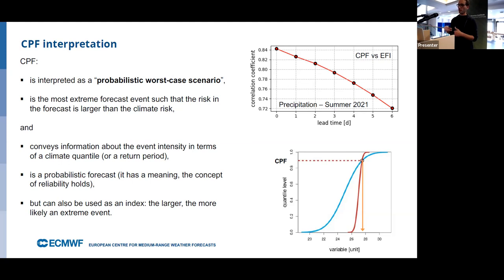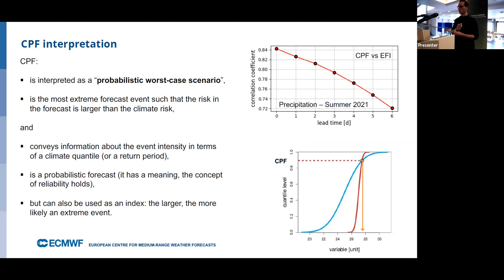But if you are a user, and if you have the possibility to take a preventive action with respect to some events, you will not, in a statistical sense, be rewarded if you take preventive action for any event greater than the CPF. It's kind of the limit for which you might take an action, and that's for any type of user, independent of the cost-loss ratio.